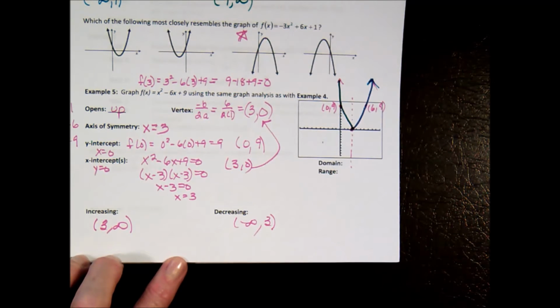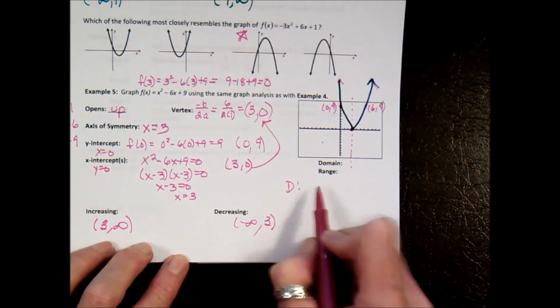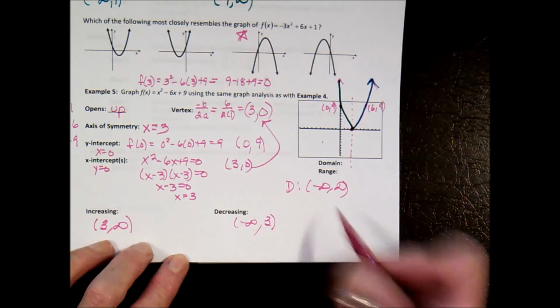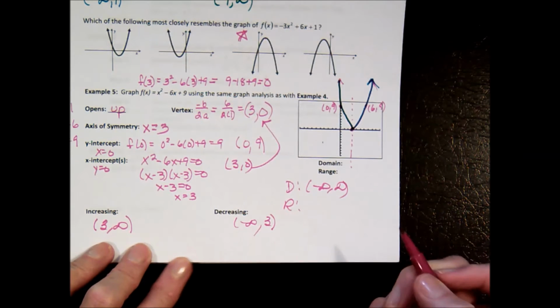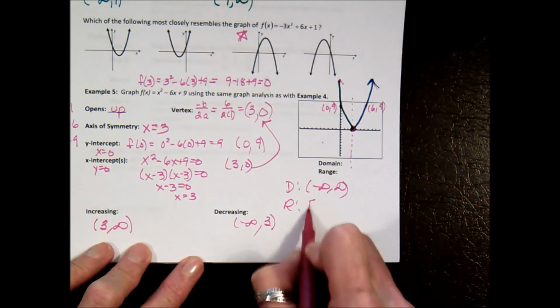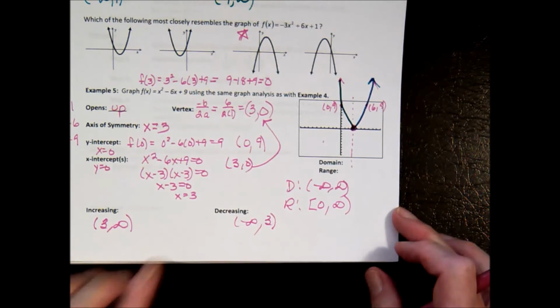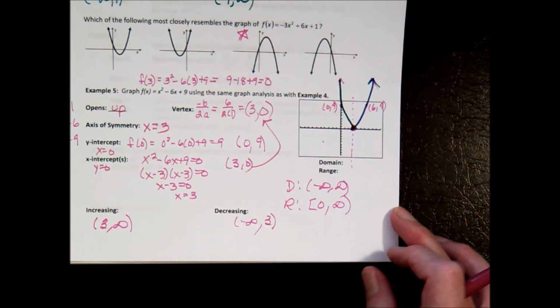The domain, again, I have no restriction. I'm going to move this down here. So the domain is negative infinity to infinity. What about the range? What's the lowest my graph goes? It's at 0, isn't it? And it includes 0 and goes to infinity. So that is a graph analysis of a Form 2 graph.